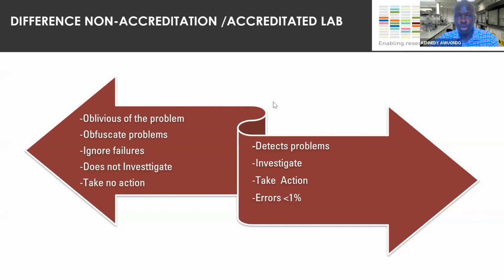But if you go to a laboratory that is accredited or GCP compliant, you're likely to see that the problems are fewer, because they detect the problems before they occur, they investigate them, they take action, and the errors are likely to be less than 1%, because they have been detected and investigated and action taken.